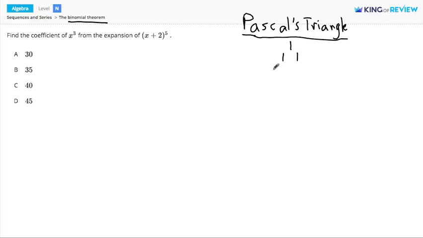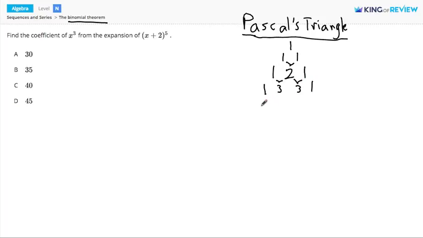And then each line after that still starts and ends with a 1, but for any numbers in the middle, we add up the two numbers above it. 1 plus 1 gives us 2. That's the third row of the triangle. On the fourth row, we start with 1 and we end with 1, but then in the middle, we have 1 plus 2, or 3, and 2 plus 1, also 3.